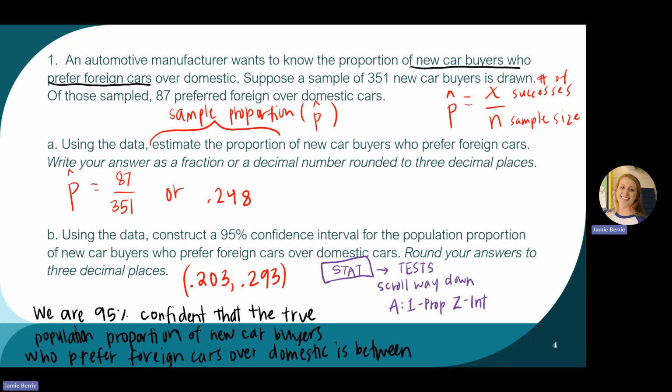I'm going to convert these into percentages just for interpretation purposes, but you could totally leave them as 0.203 and 0.293. I'm just going to say that this is 20.3% and 29.3%. So that the true population proportion of new car buyers who prefer foreign cars over domestic is between 20.3% and 29.3%. All right. Perfect.